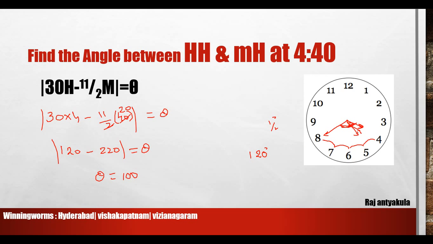But what happens in 40 minutes? The hour hand covers certain degrees. How many degrees? Per every minute, the hour hand covers half a degree. In 40 minutes, the hour hand will cover 20 degrees. I have to deduct that. So 120 minus 20 equals 100, because the hour hand is moving towards the minute hand. So the angle will reduce by 20 degrees. Okay. Next one.